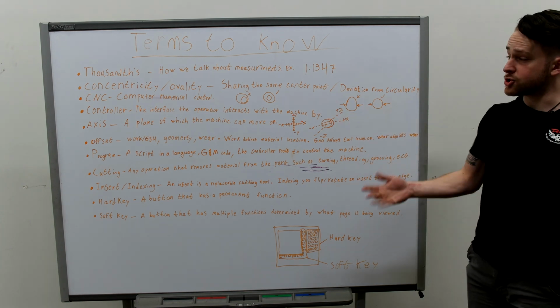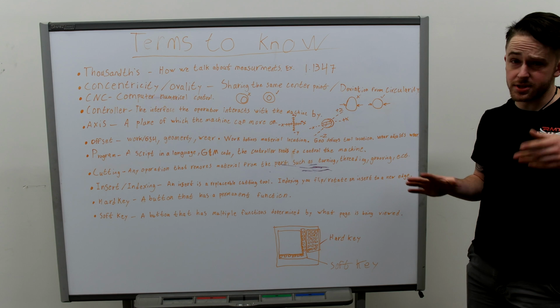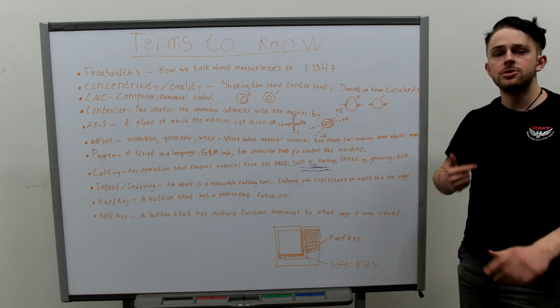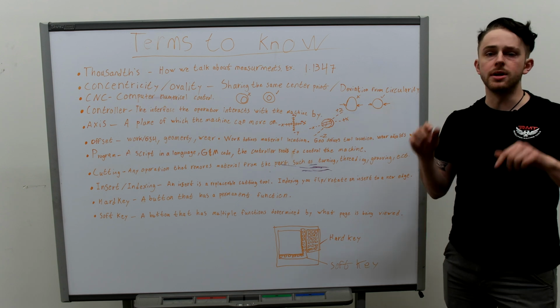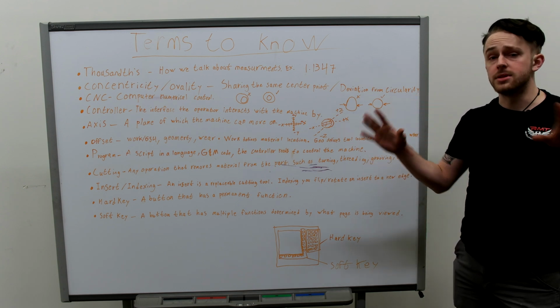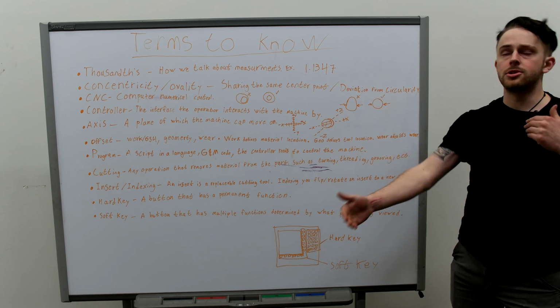Next, the controller. So it's very simple. It's just the big box that the operator stands in front of to interact with the machine, putting in offsets and codes and everything they need to interface with that and tell the machine what to do.